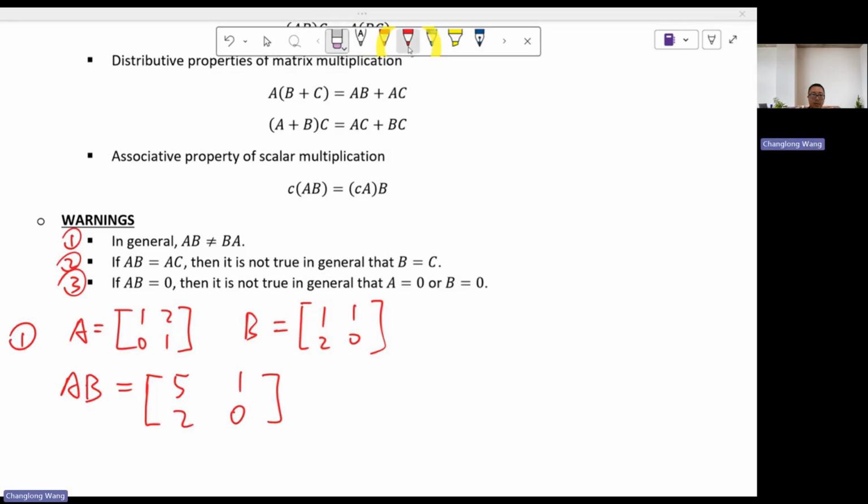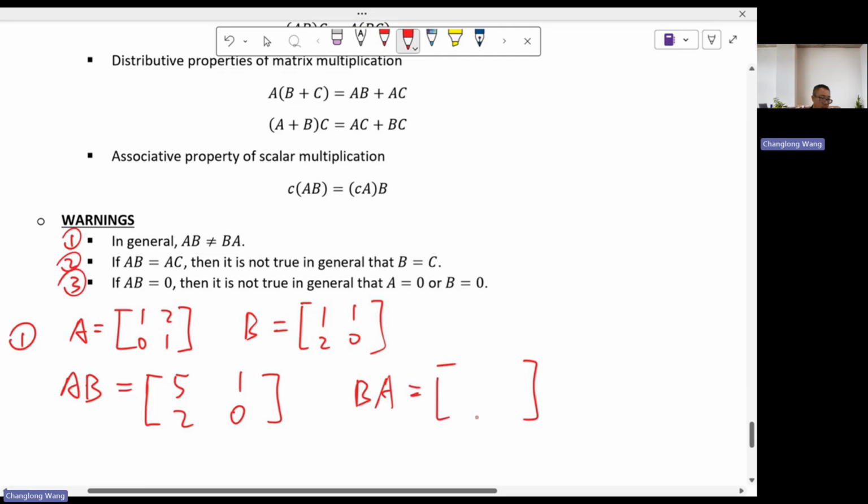So if you do the same thing by swapping A and B, then compute B times A, it will still be a 2 by 2, and that's going to work out as 1, 3, 2, 4.